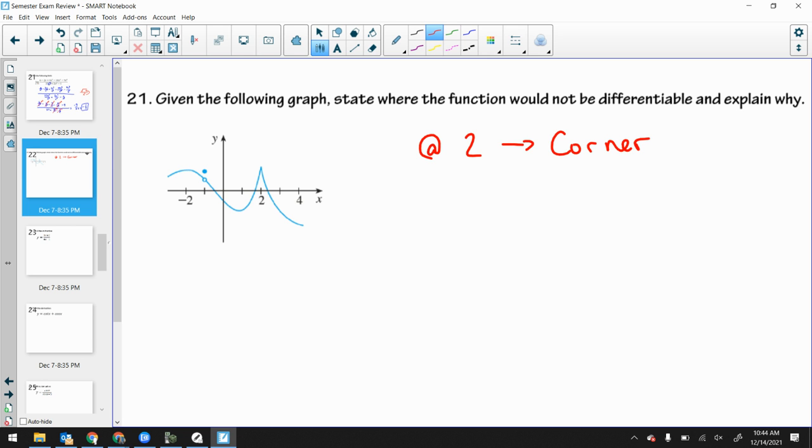Okay, where else is this not differentiable? At -1. And why? It's a removable discontinuity. Remember, the 3 types of discontinuities are removable discontinuity, jump discontinuity, and infinite discontinuity. This is a removable where we take the point out and we put it somewhere else, or we just take the point out and don't put it back in, right? Just an open circle, just a hole is a removable discontinuity.